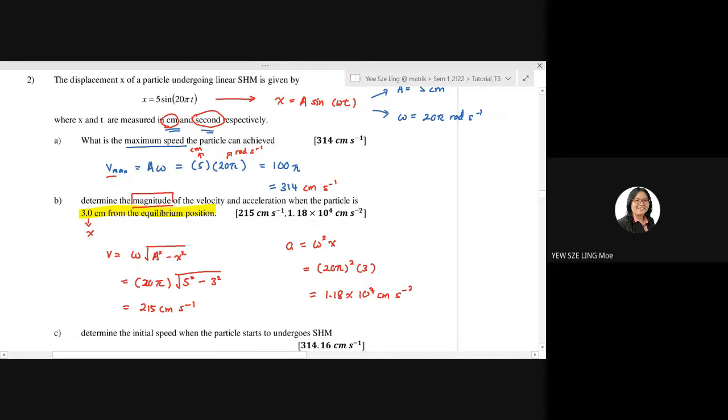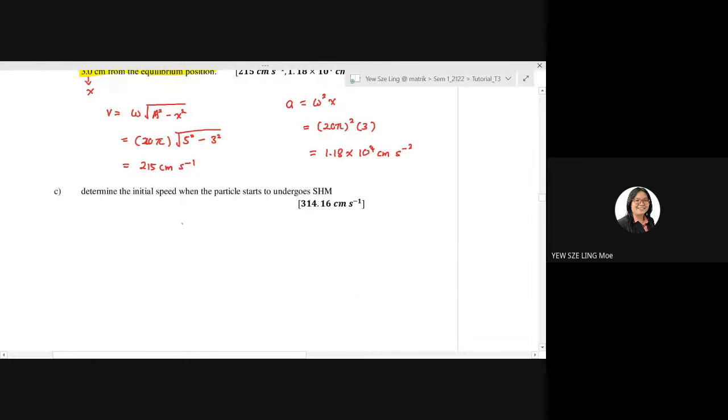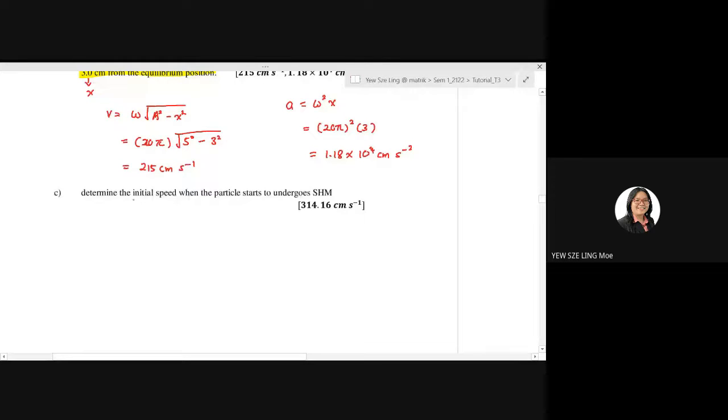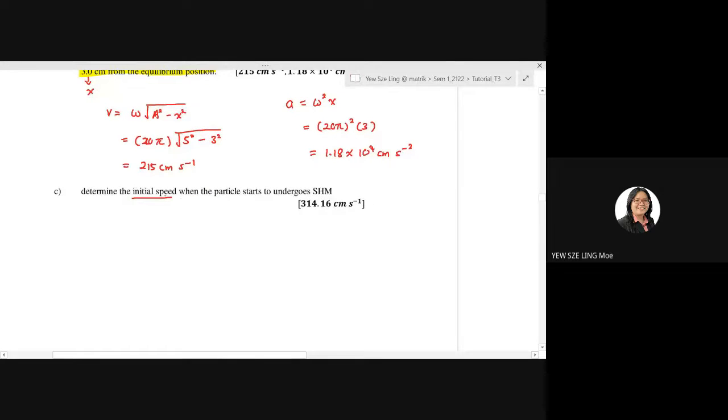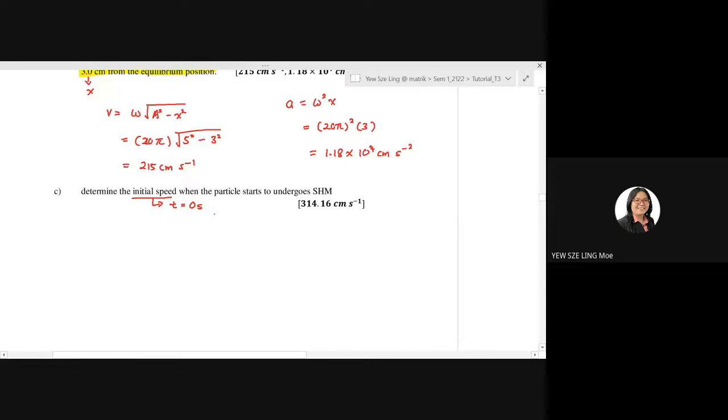Okay, next. Right, so we are done with question B. And then question C: determine the initial speed when the particles start to undergo simple harmonic motion. So it wants the initial speed. We don't know the initial position, right? But what we do know is that when we talk about initial, it usually refers to time t equals 0 seconds. We don't have the initial displacement, but initial happens at t equals 0.